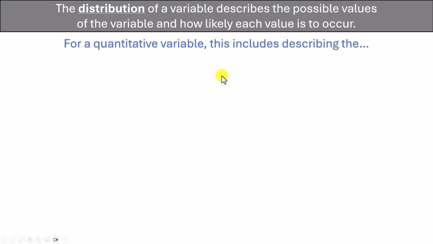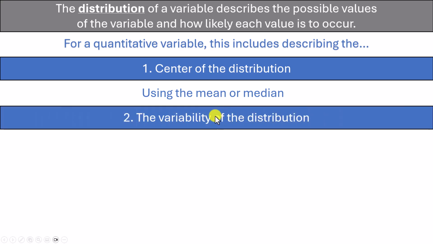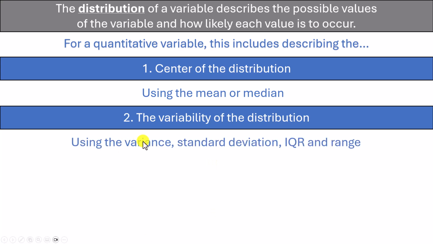For a quantitative variable, this is going to include four different things. First, we must identify the center of the distribution. This is typically done by finding either the mean or the median. Then we must describe the variability of the distribution. How varied are the values in the distribution? This is typically measured by finding the variance, standard deviation, IQR, and range. We'll be talking about the IQR and range in this video, and the standard deviation and variance in a future video.